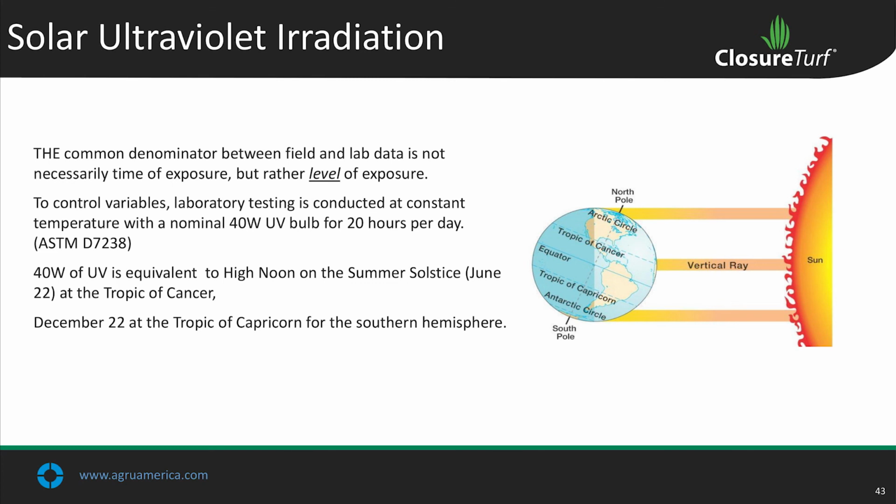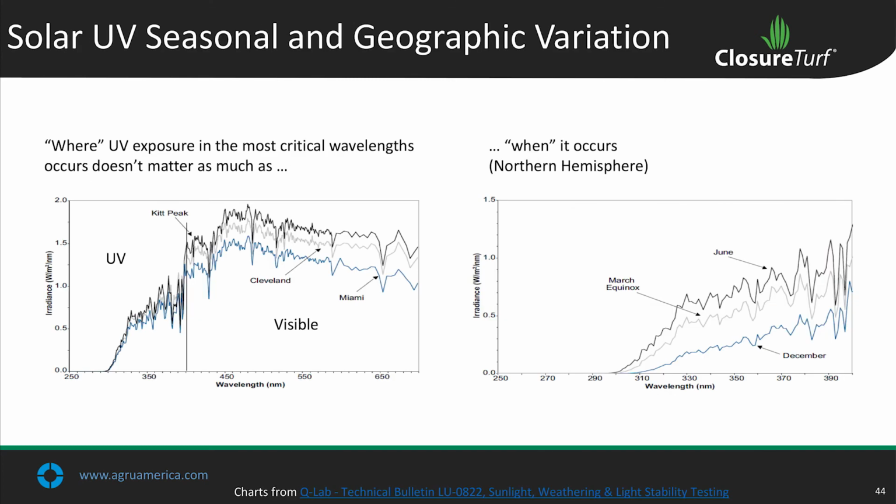To control variables, laboratory testing is conducted at a constant temperature with a nominal 40-watt UV bulb, 20 hours a day per ASTM D7238. What that means is that 40 watts of UV, that's high noon on the summer solstice at the Tropic of Cancer, as shown here, or December 22nd at the Tropic of Capricorn for the Southern Hemisphere.